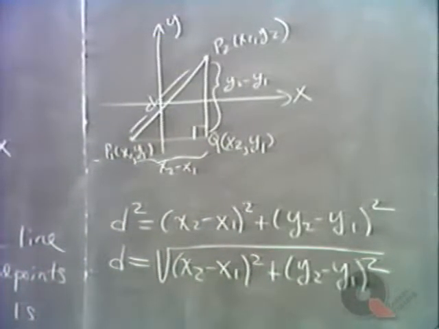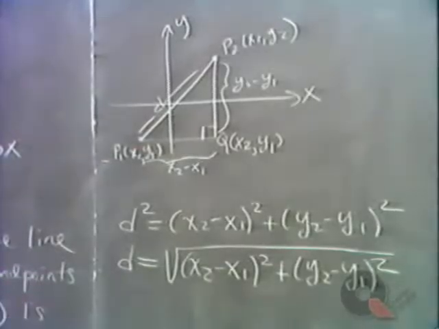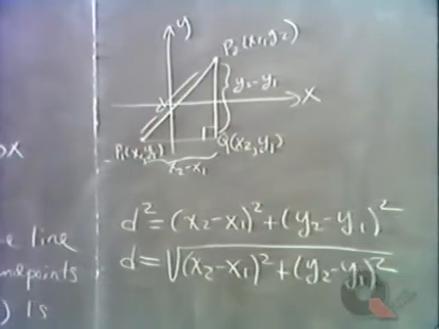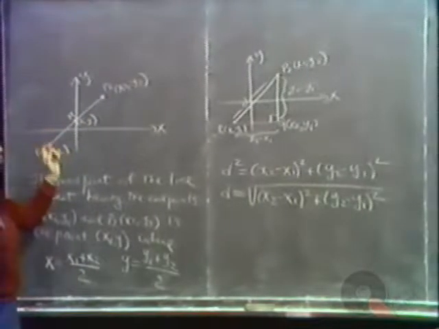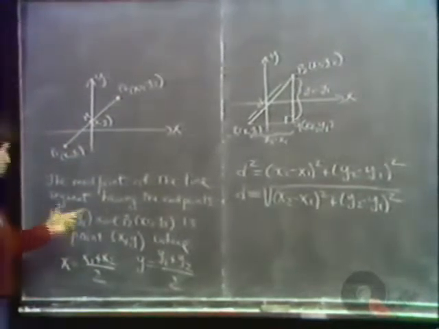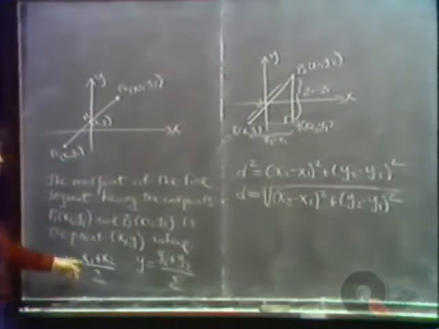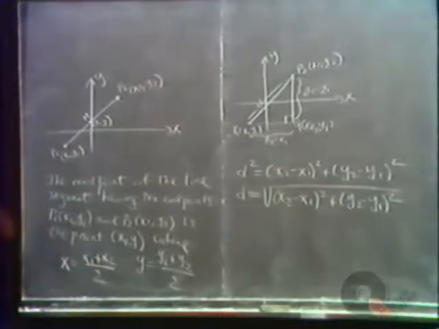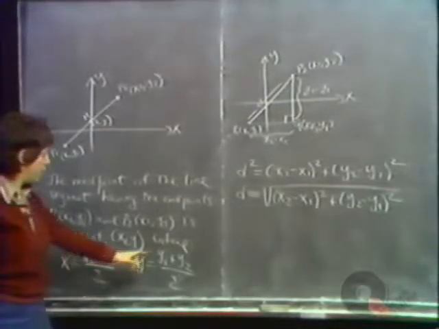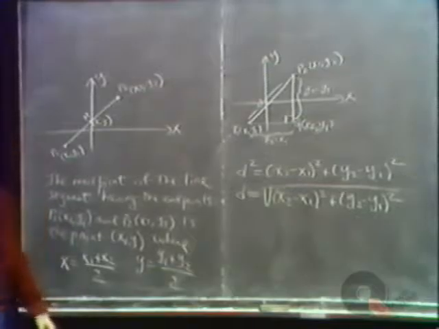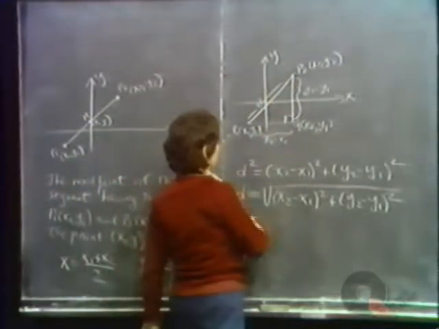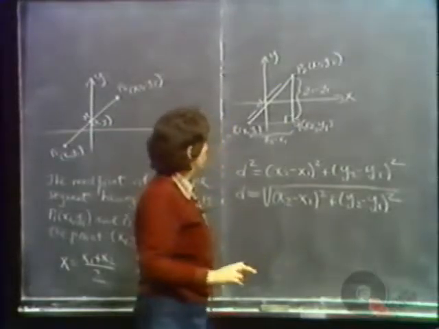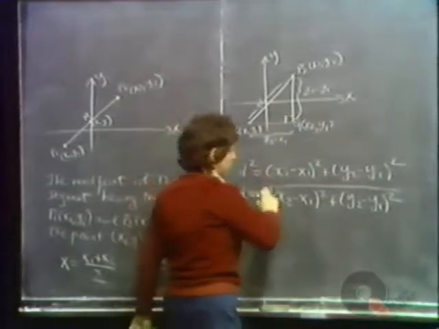So we now know the midpoint formula and the distance formula. Let's go over them. We have two endpoints of a line segment. The x-coordinate of the midpoint is found by adding up the x-coordinates of the endpoints and dividing by 2. The y-coordinate of the midpoint is found by adding up the y-coordinates of the endpoints and dividing by 2. Also, if you have the coordinates of the endpoints, one can find the distance between the 2 points, the length of the line segment, by using this formula.